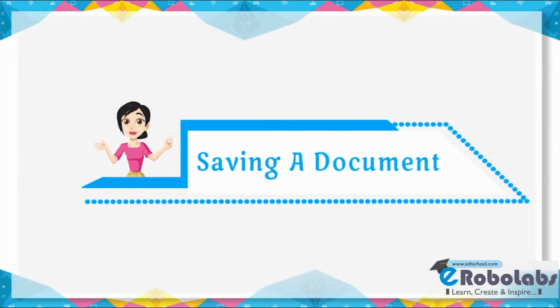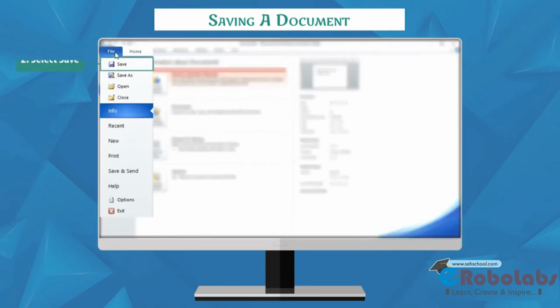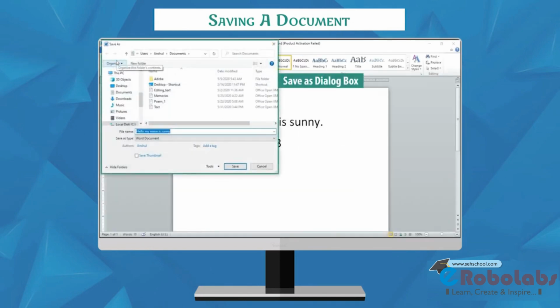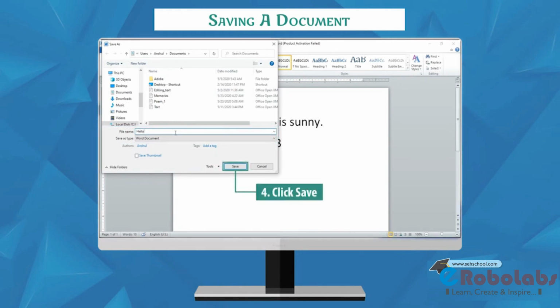Saving a document. The text we type must be saved for further use. To save a document, follow these steps. Click on the File tab. Click on Save option. Save As dialog box appears. Type the name of file in File name box. Click on Save option.